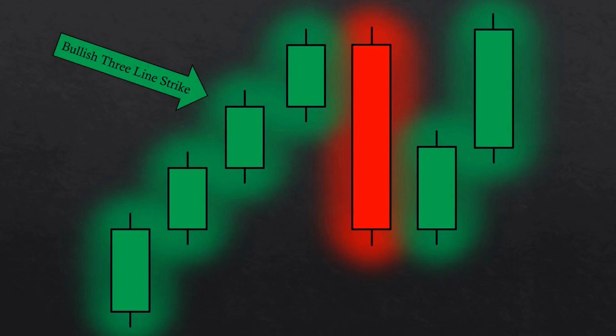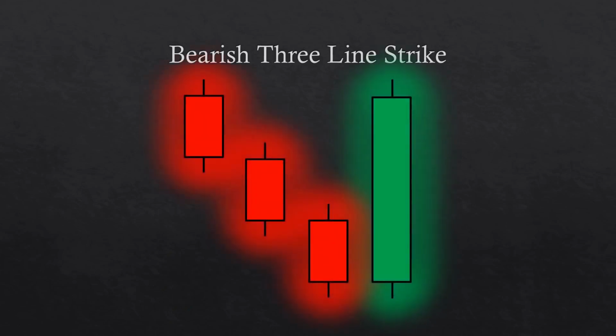Next we have the bearish 3-line strike, which is the mirror image of the bullish 3-line strike. So it's a bearish continuation pattern. The pattern is formed by 3 small to medium-sized bearish candles, followed by a large bullish candle that closes more or less where the first candlestick in the pattern opened.